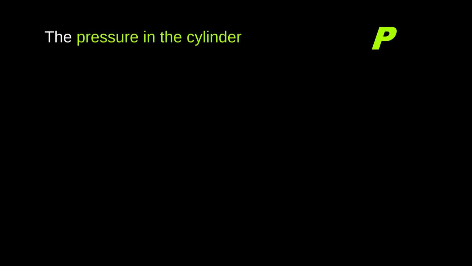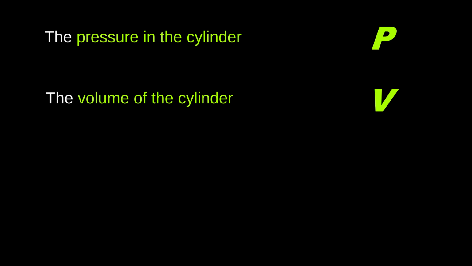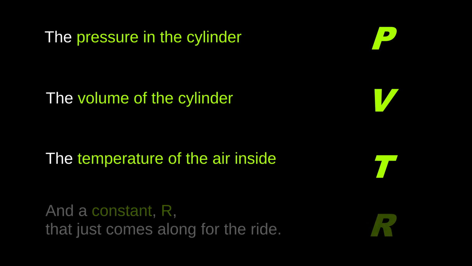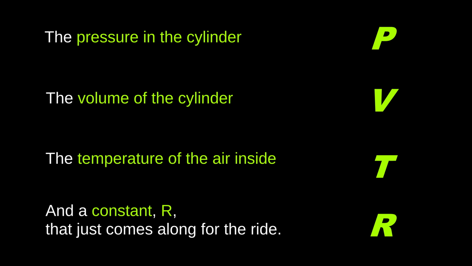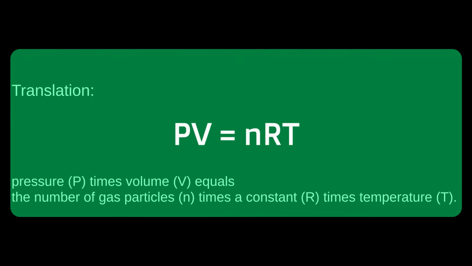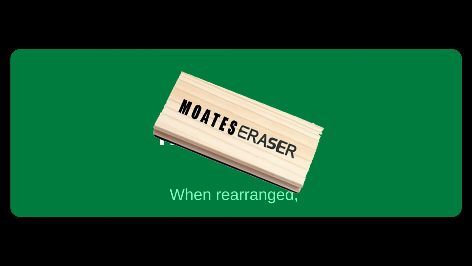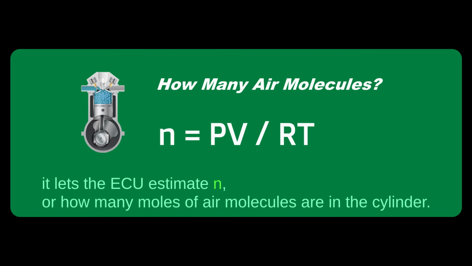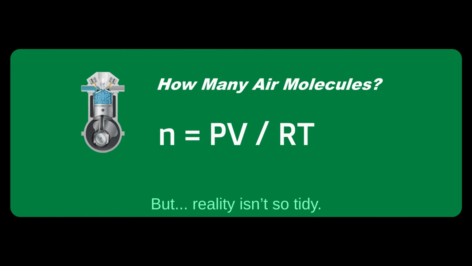So to use this formula, we'd need to know the pressure in the cylinder, the volume of the cylinder, the temperature of the air inside, and a constant R that just comes along for the ride. Pressure P times volume V equals the number of gas particles N times a constant R times temperature T. When rearranged, it lets the ECU estimate N, or how many moles of air molecules are in the cylinder.